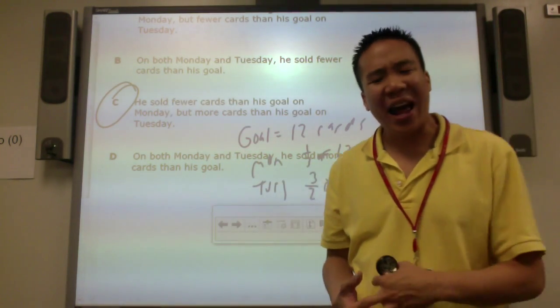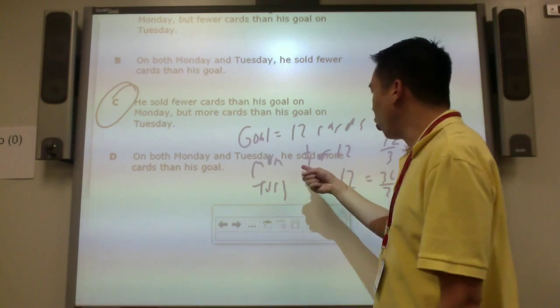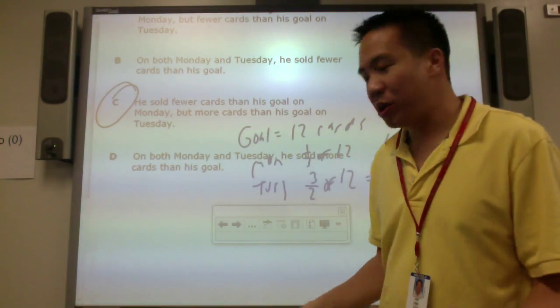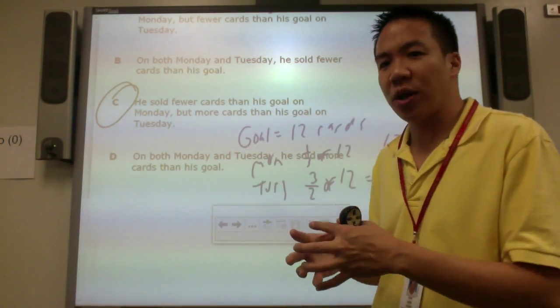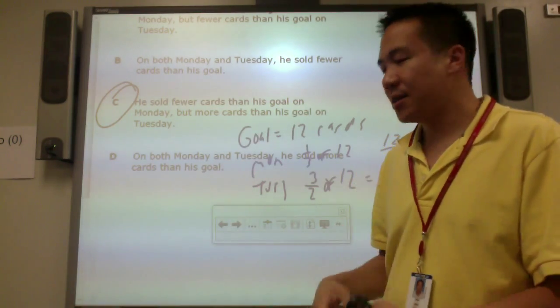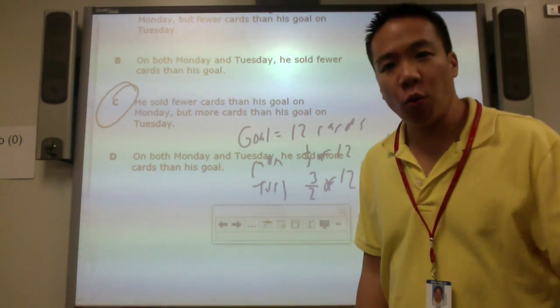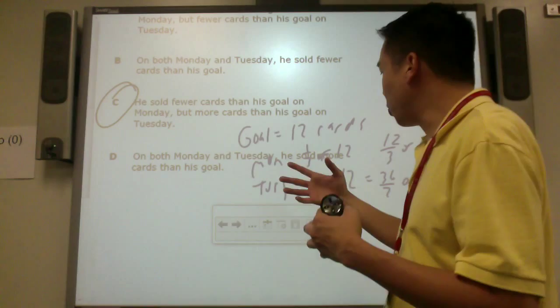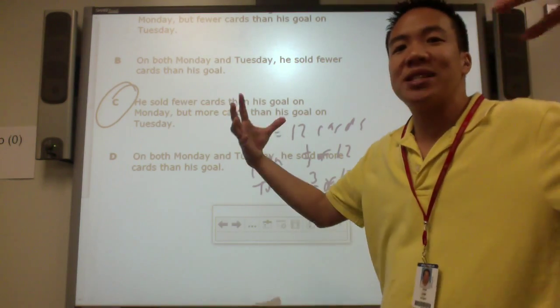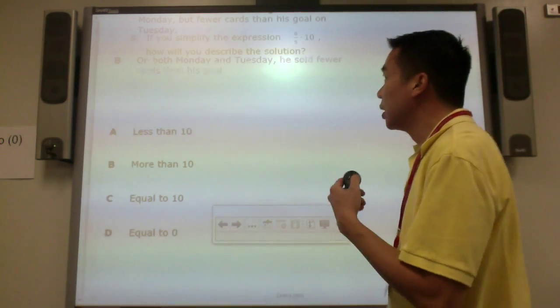Again, you could have done this without mathematics. If he sold only 1/3, that's less than 1 whole. That's only a portion of the 12. That means it's less. If he sold 3/2, that's more than 1 whole. So you're multiplying by more than 1 whole. That increases the quantity.